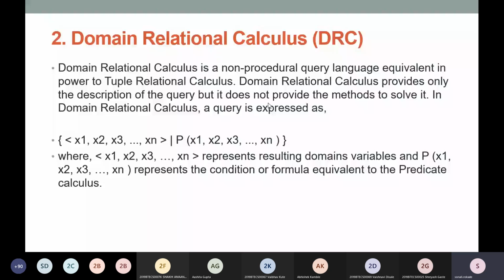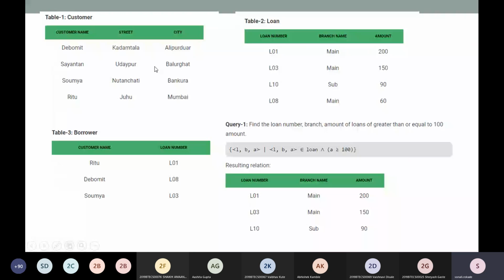So we have x1, x2, x3 up to xn, then a standing line, then predicate of x1, x2 up to xn. What are x1, x2, xn? These are resulting domains from variables, and the predicate represents the condition or the formula, which is equivalent to our predicate calculus. Now suppose these are the three attributes, and we have to find the loan number, branch, amount of loans greater than or equal to 100. So what attributes do we have to find?